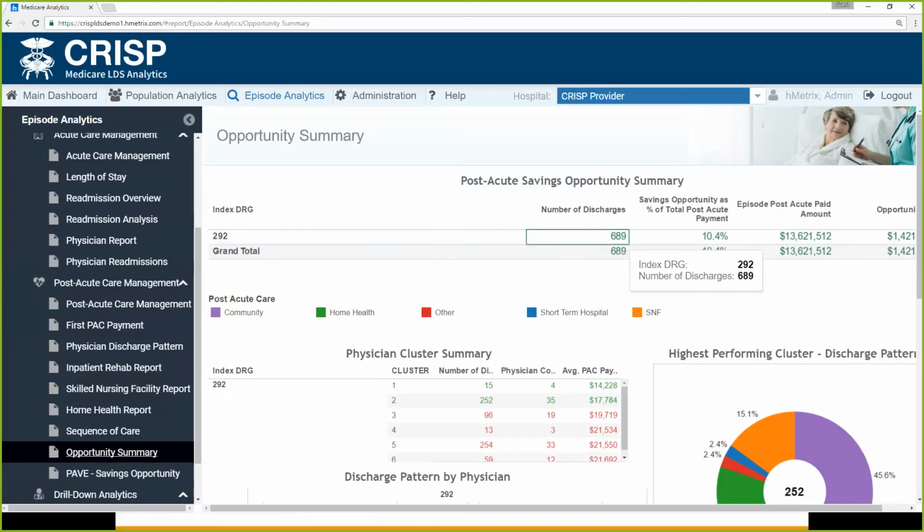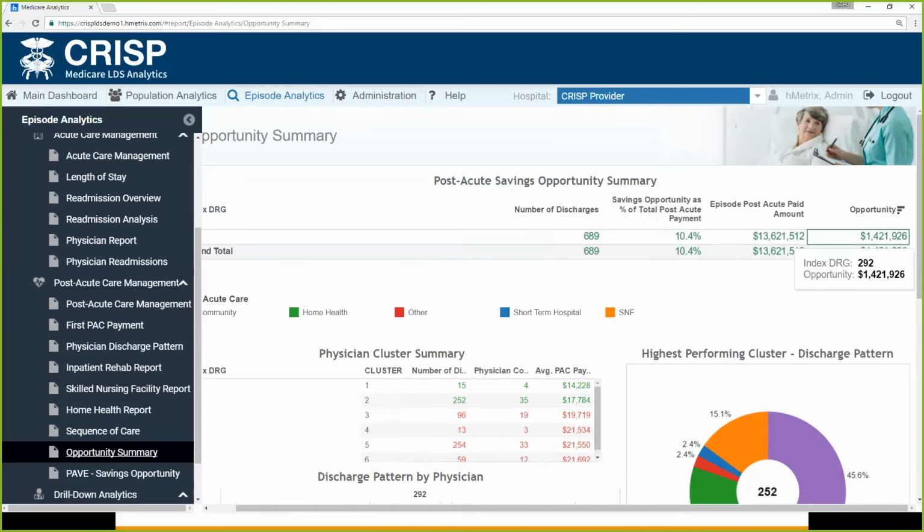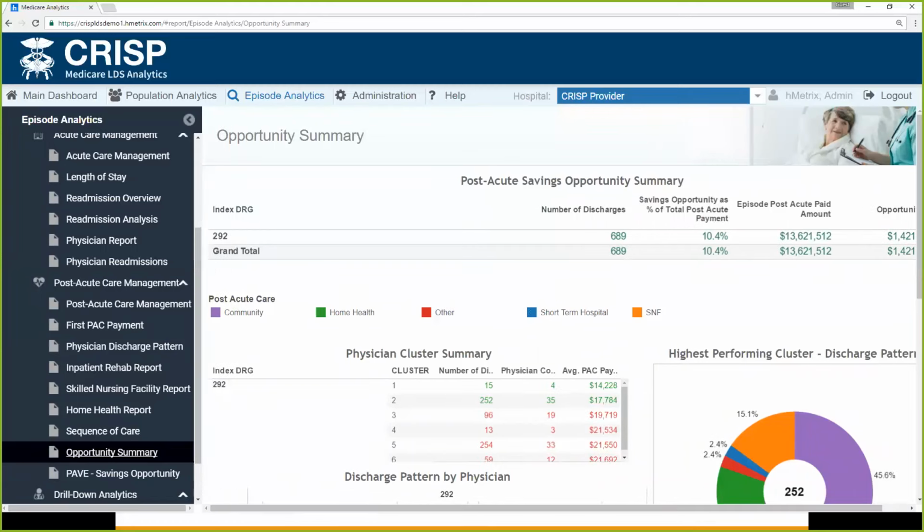So we see that there was 689 discharges for a total payment of $13.6 million, of which 10% is identified as an area of opportunity of about that, again, that $1.4 million that we saw before. So where do we get this $1.4 million from?